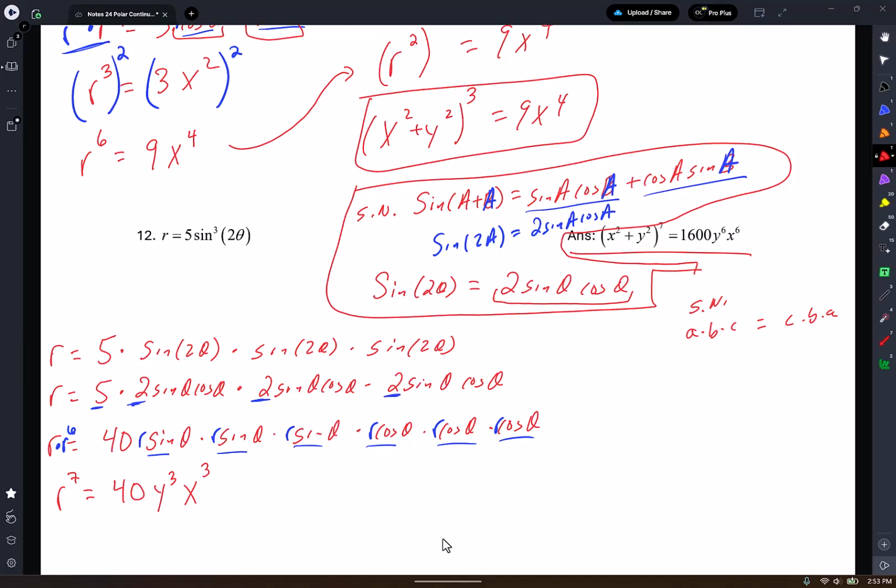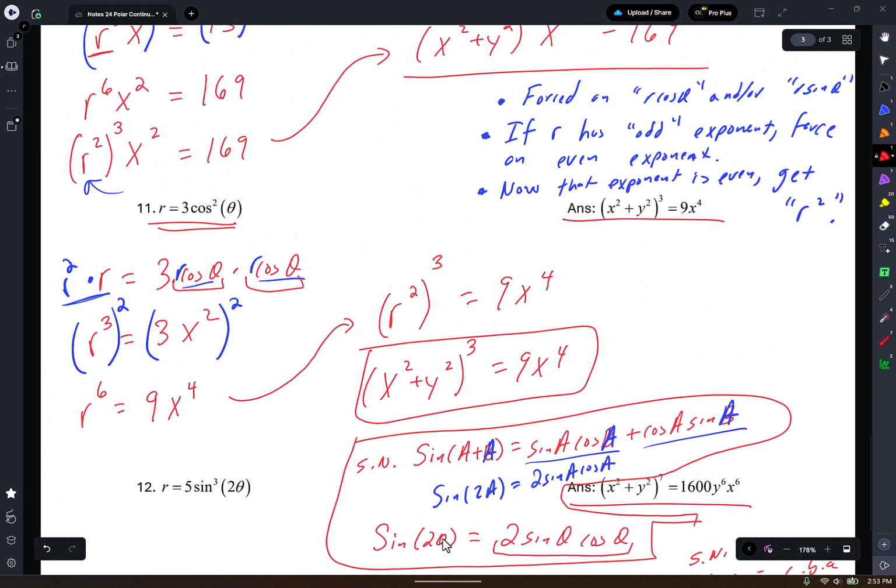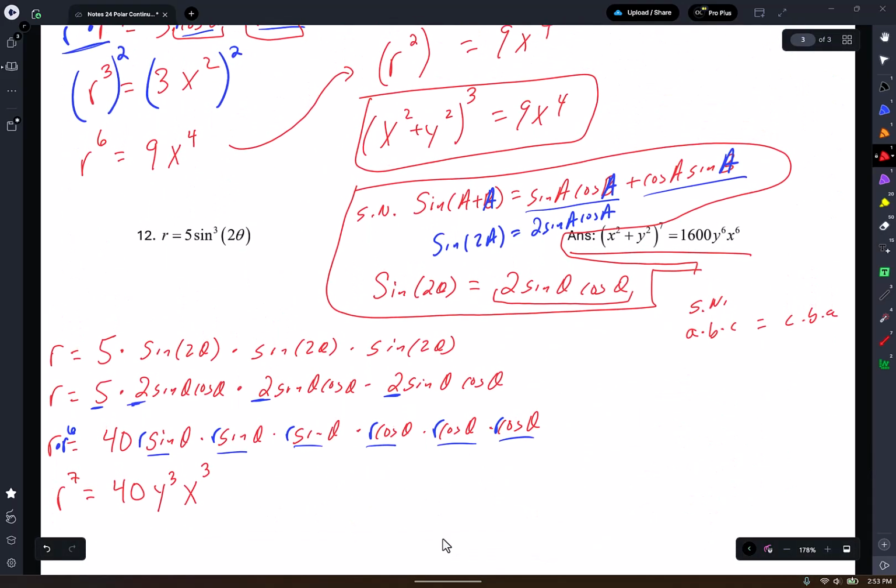Now my second bullet, okay, let me slow down. Everyone okay? My second bullet says if R has an odd exponent, force an even exponent. Does my R have an odd exponent? So how do I force it to be an even exponent? Raise it to the what power? 2. So whatever you do to one side, you do to the other. So now here's what I have. I'm going to put a little arrow because I'm running out of space here. So arrow. So now I have R to the 14th. Whenever you raise exponents, you multiply 7 times 2.